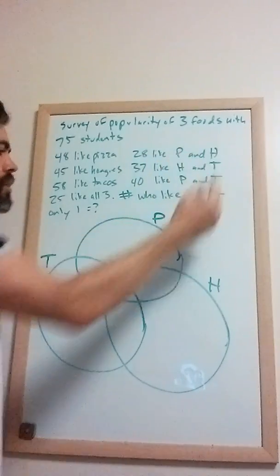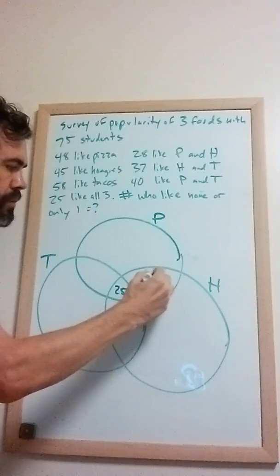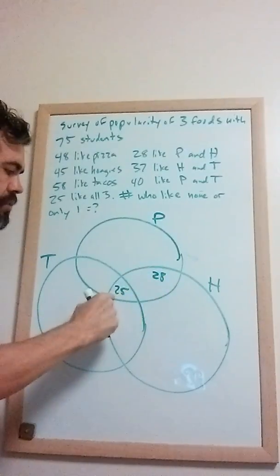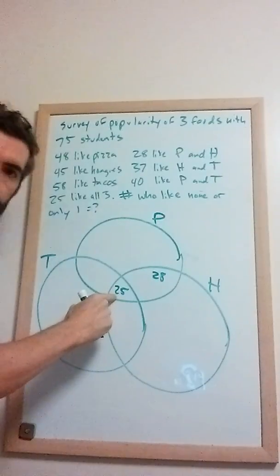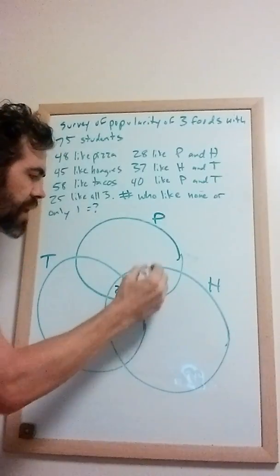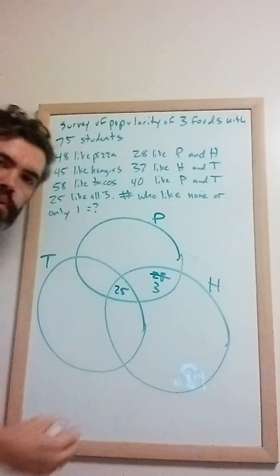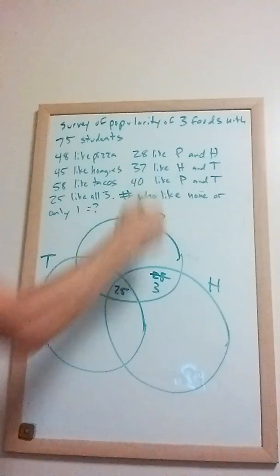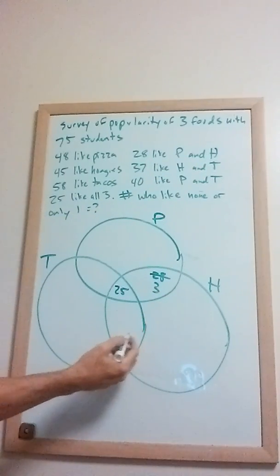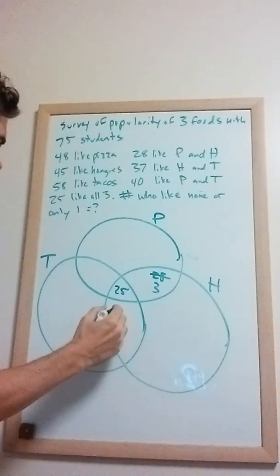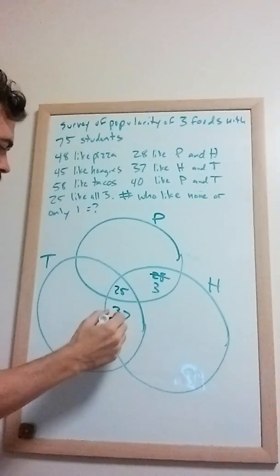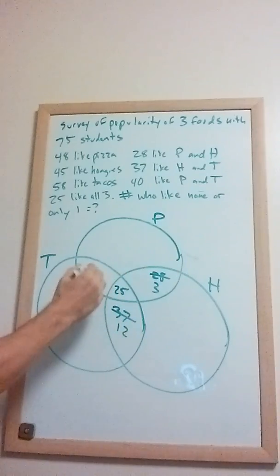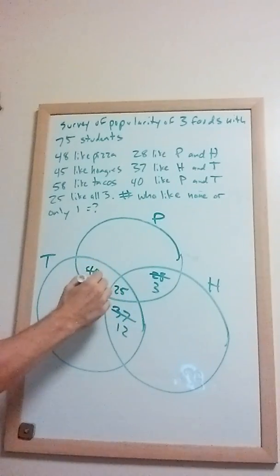So if 28 like pizza and hoagies, that's this thing here, so I would write a 28, okay? Except that included in that 28 are these 25 who like all three. So I'm going to subtract 25 from 28 and get 3, okay? Then I'm going to do something similar for these two. 37 like hoagies and tacos, that's this group here, so I'll write 37, but then I'm going to subtract 25 from 37, and I get 12. 40 like pizzas and tacos, so 40 goes here, subtract 25, and I get 15.